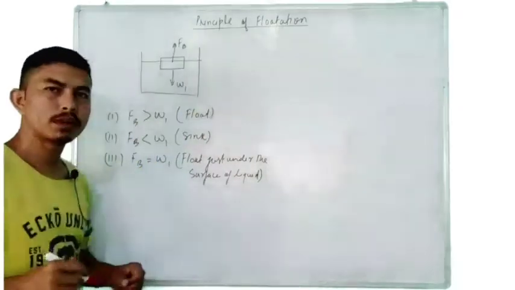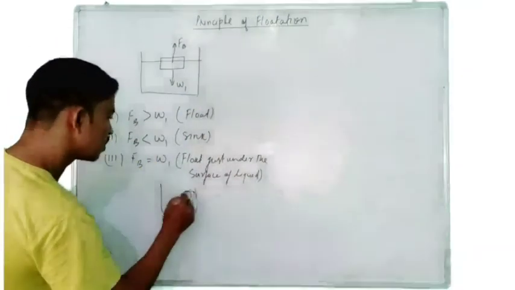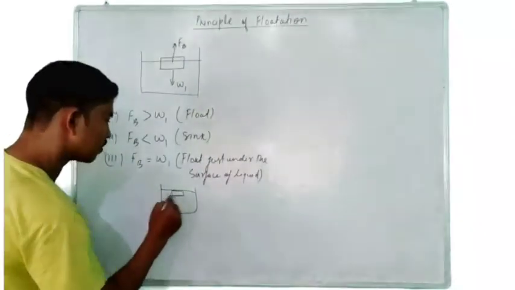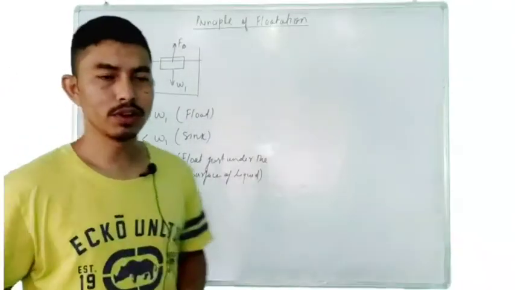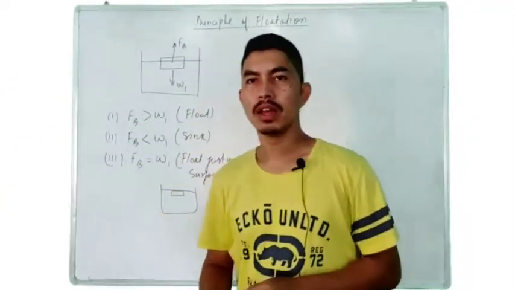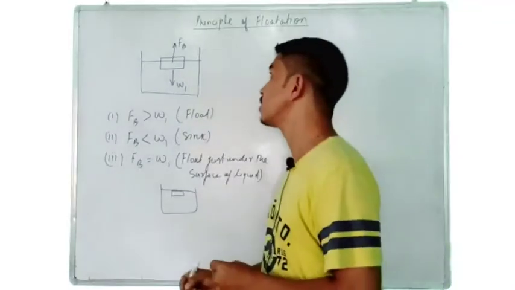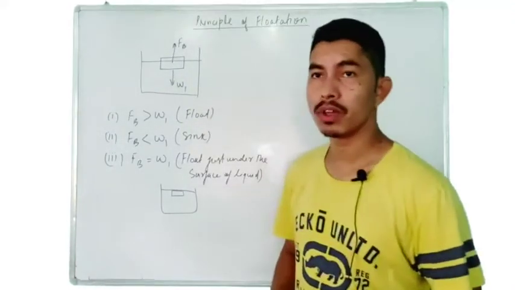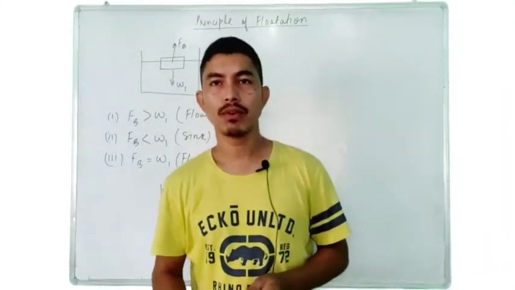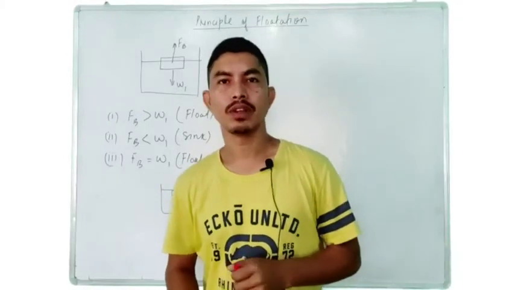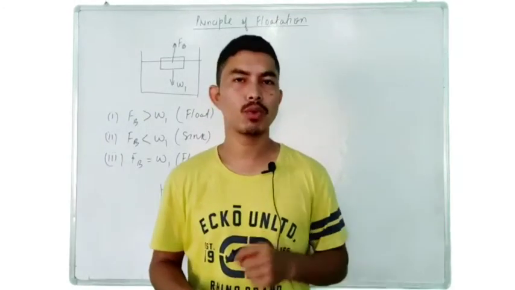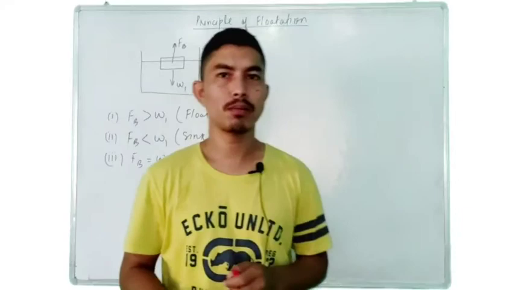For example, ice. If you see ice, it will just float under the surface of the liquid with most of the part inside the liquid. That is what the principle of flotation tells us. In simple words, the principle of flotation states that the weight of the floating body is equal to the weight of the liquid displaced by it.